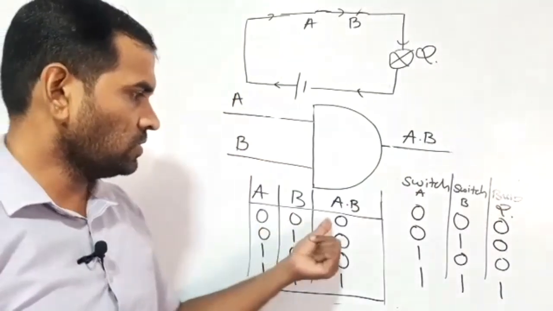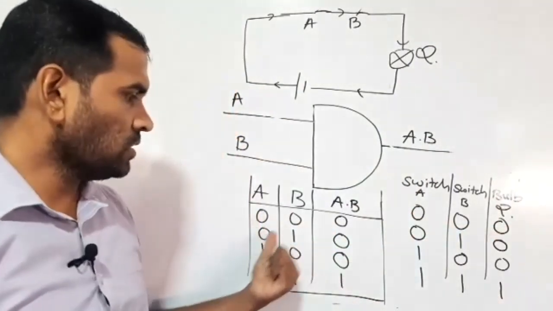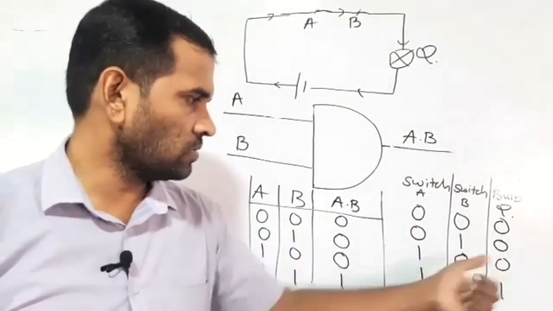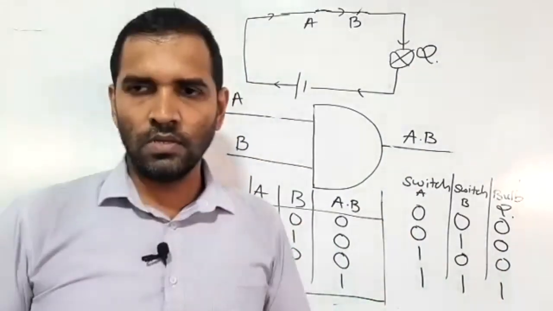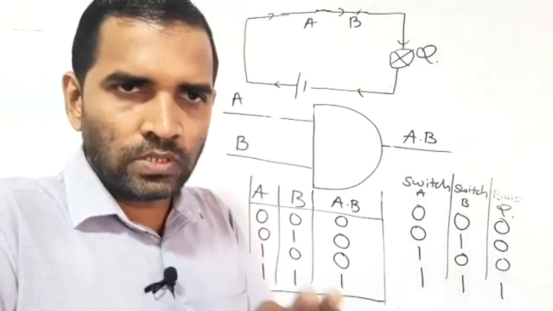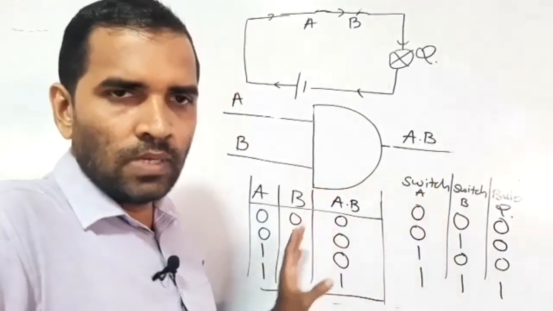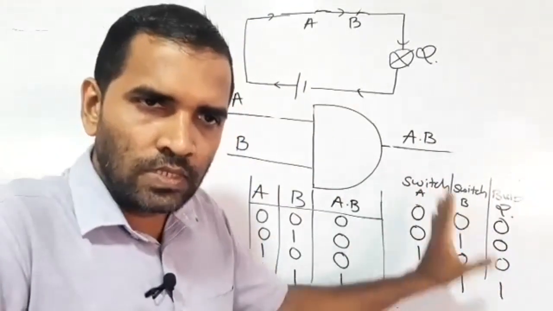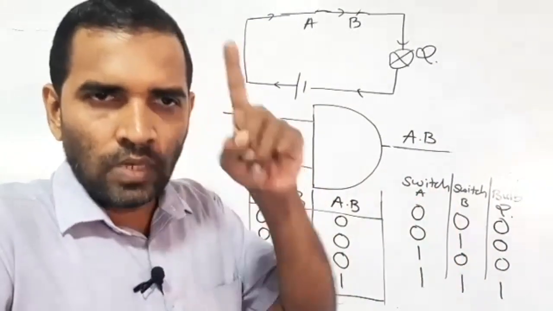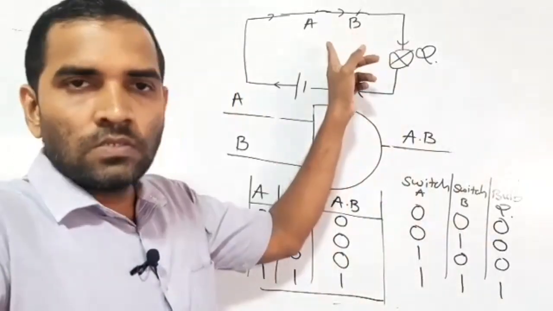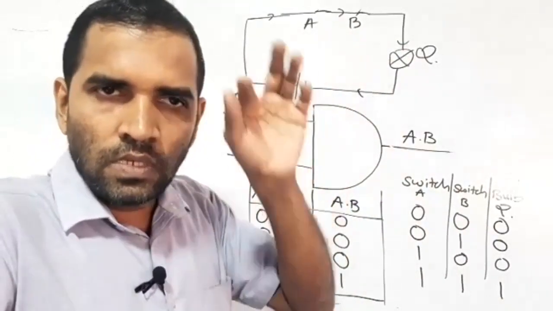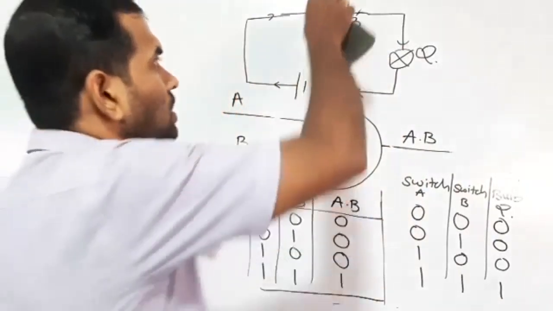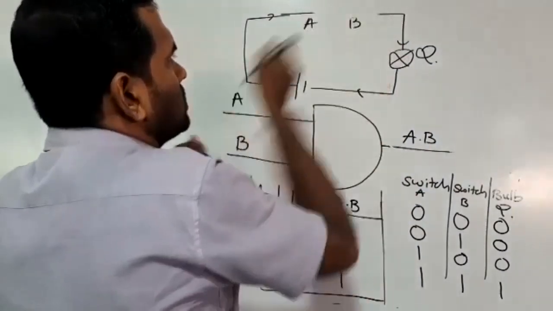See, 0, 0, 0. Here also 0, 0, 0. 0, 1, 0. Here 0, 1, 0. 1, 0, 0. Here 1, 0, 0. 1, 1, 1. Here 1, 1, 1. So now everyone knows that this table and this table are the same. If you agree that they are the same, you have to agree that this circuit is equal to the function of the AND gate.